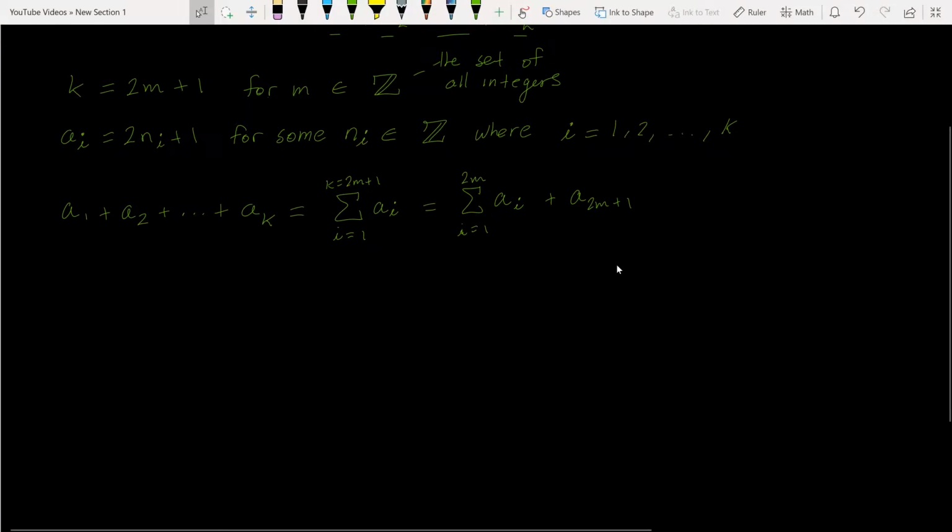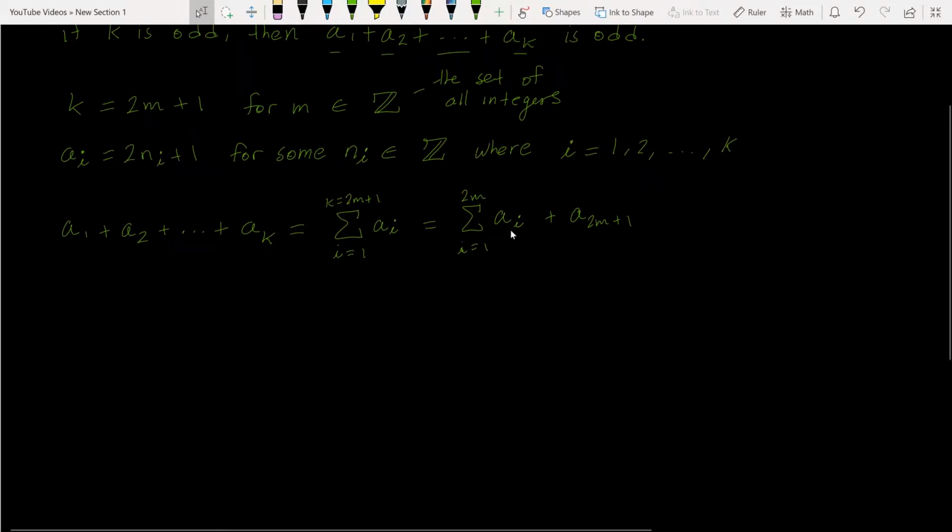So now we can invoke the fact that each one of these terms is odd. So we'll use this right here. We'll say that this is equal to the summation from I equals 1 to 2m of 2n sub I plus 1, plus 2n sub 2m plus 1, plus 1. So for these two values, we just substituted that in.